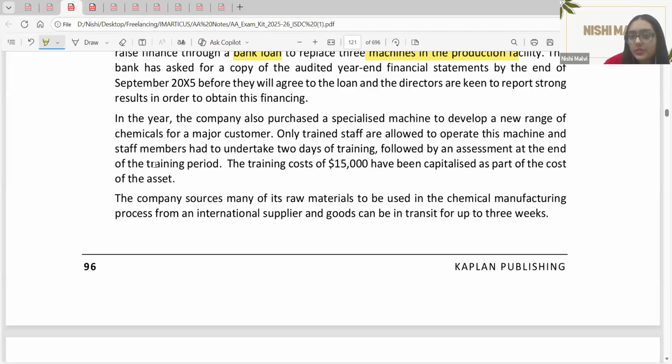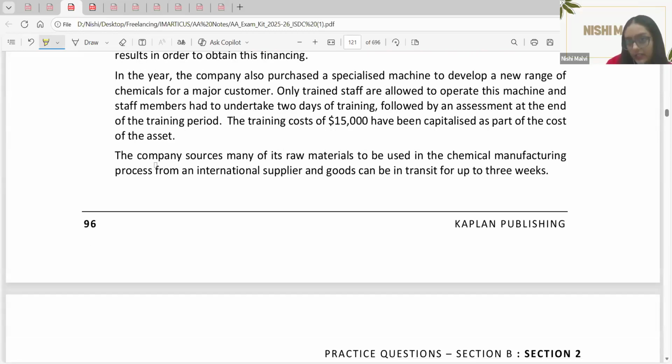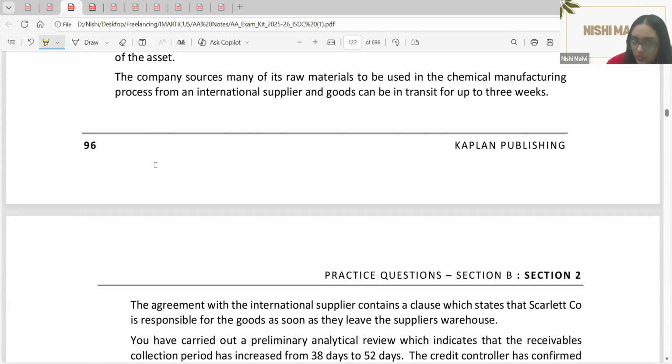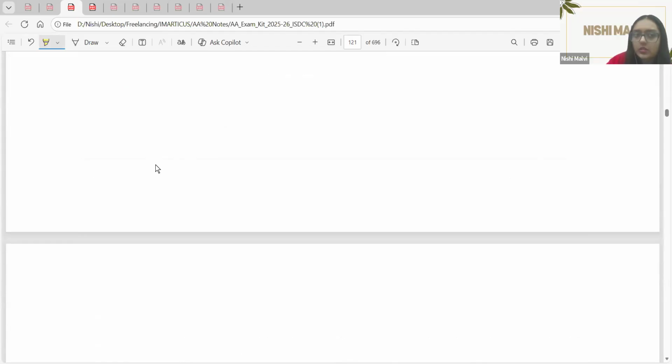In the year, the company also purchased a specialized machine for a new range of chemicals for major customers. Only trained staff are allowed to operate these machines. Staff members had to undertake 2 days of training, following an assessment at the end of the training period. The training cost of 15,000 has been capitalized as a cost of the asset. That's a mistake actually.